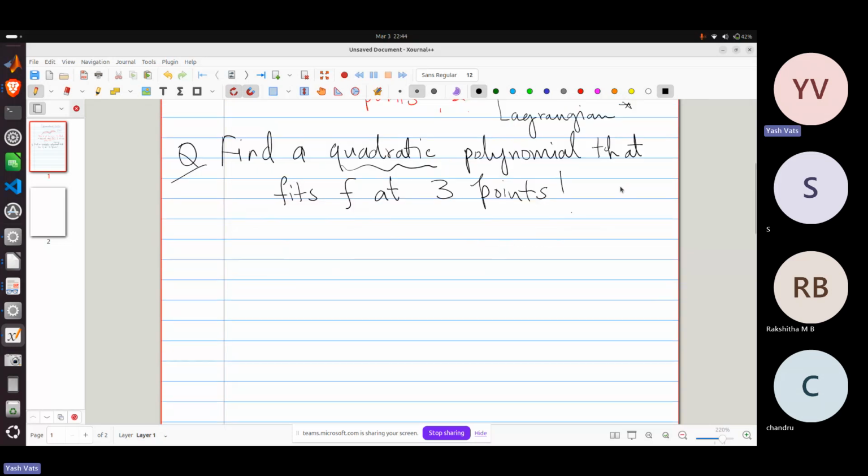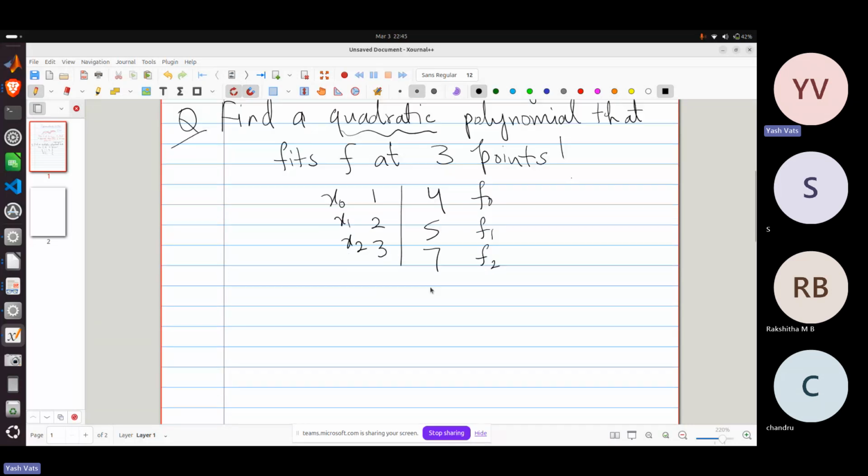Right. So if I'm given the values 1, 2, 3, this is your x naught, x1, x2, and f naught, f1, f2, say 4, 5, 7, kind of this. Then how do you use this formula? So your f is like this: at 1 it is 4, at 2 it is 5, and at 3 it is 7, right? So it's kind of a linear function. So it is your f of x.